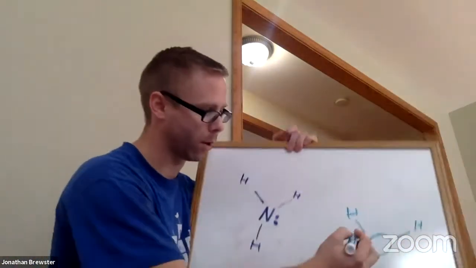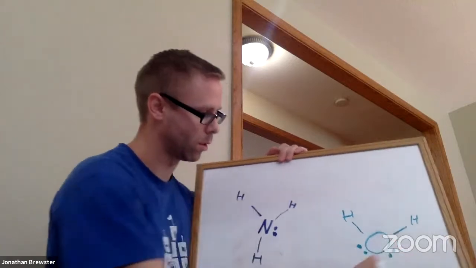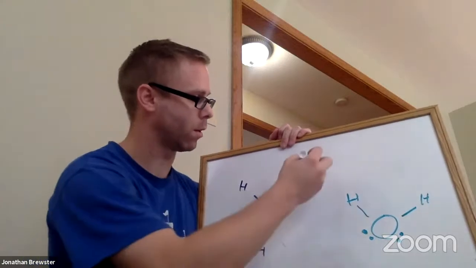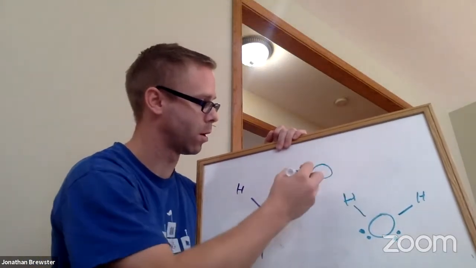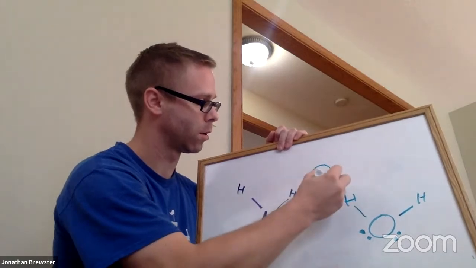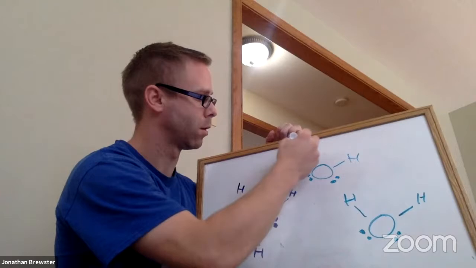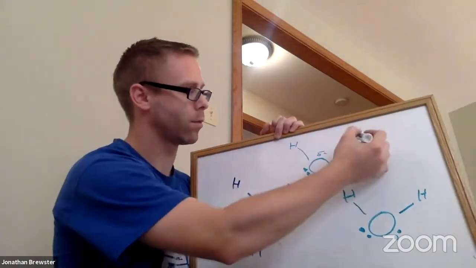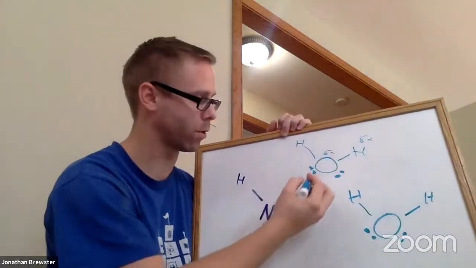Now, water again has lone pairs. And when they're in solution, they're going to, again, line up. I could have done a better job of doing this. I'll put an oxygen here, hydrogen there, a hydrogen there. And again, this oxygen has a partial negative charge. Hydrogens have partial positive charges because oxygen is more electronegative.